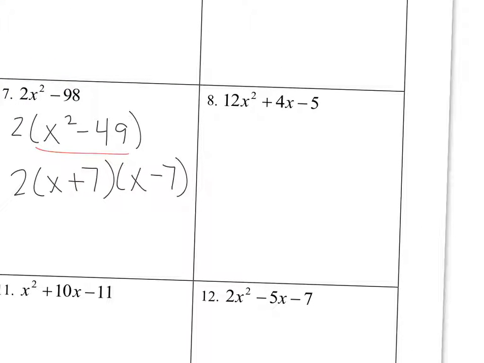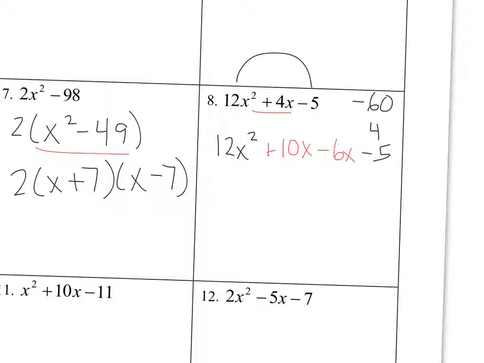Number 8, no greatest common factor. So I'm going to do 12 times negative 5, which is negative 60. So factors of negative 60 that add up to 4. They have to be 4 units apart. So it's 10 and 6. So I'm going to write 12x squared, and instead of writing 4x, it's a positive 10x and a negative 6x. Now the polynomial is not changed, it's just spread out. You took the 4x and you wrote it like this.